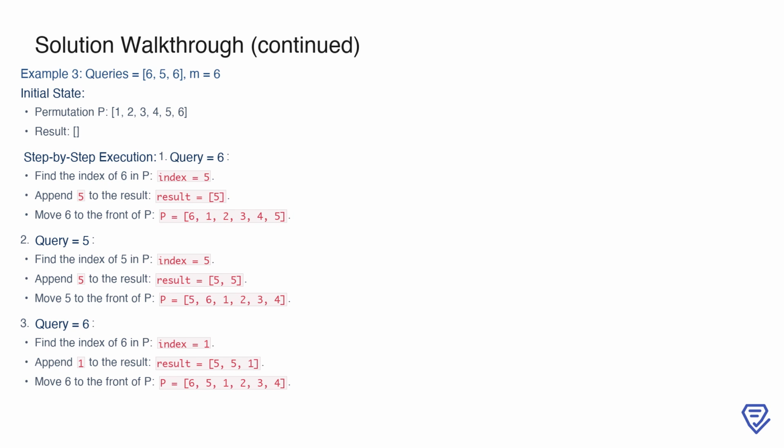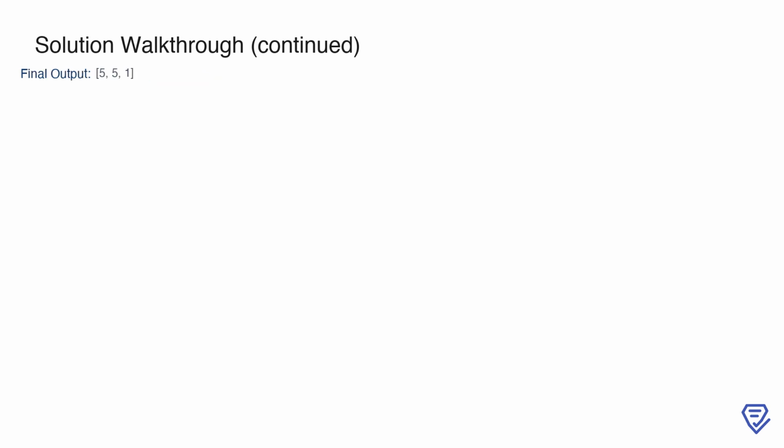For the second query, 5, its index in P is 5. We append this index to the result, making it 5, 5. Next, we move 5 to the front, updating P to 5, 6, 1, 2, 3, 4. For the final query, which is 6, the index of 6 in P is now 1. We append this value to the result, making it 5, 5, 1. Then, we move 6 to the front, updating P to 6, 5, 1, 2, 3, 4. At this point, we have processed all the queries for this example, and the final output is 5, 5, 1.